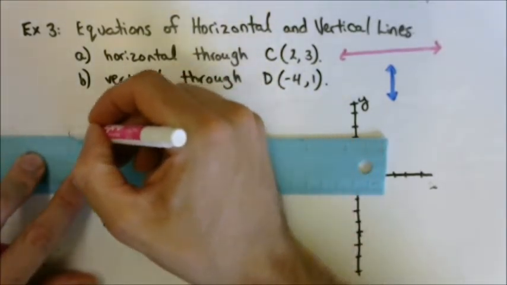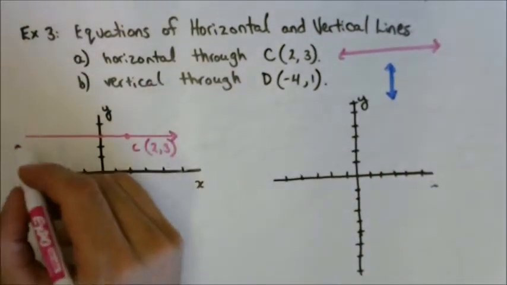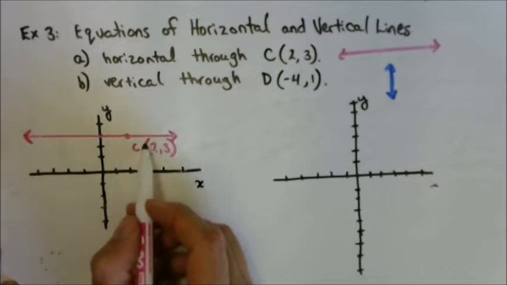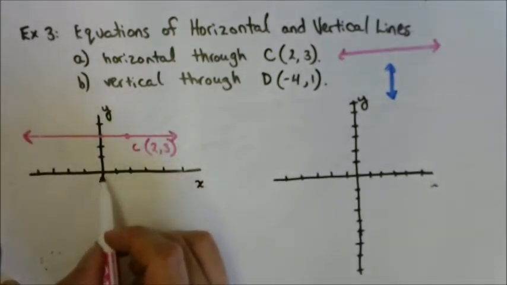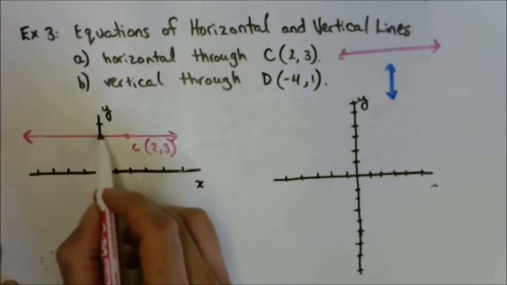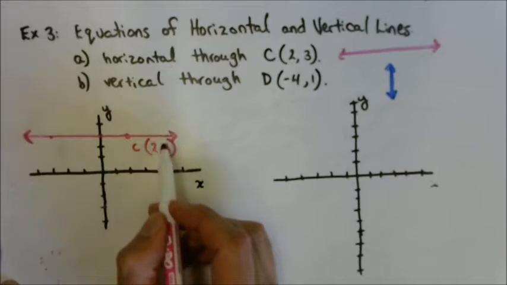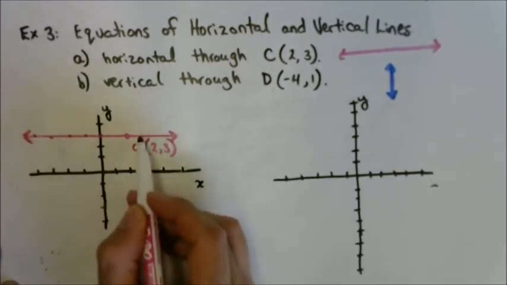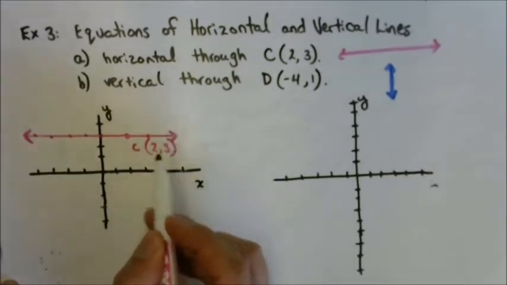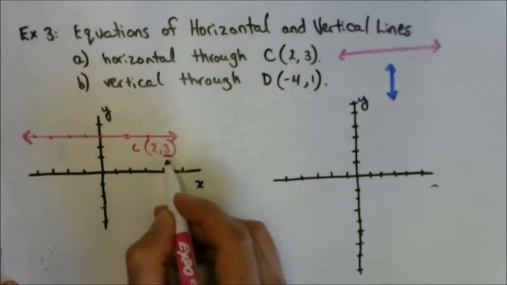And you'll notice something about this line as it goes on forever: the y value never changes. It moves left to right, so its x value can change. For instance, here, the x value is 0. Here, the x value is negative 3. But the y value at each of those points is still 3. As a matter of fact, if you went forever to the right and forever to the left, the y value of any point on this line will always be 3.